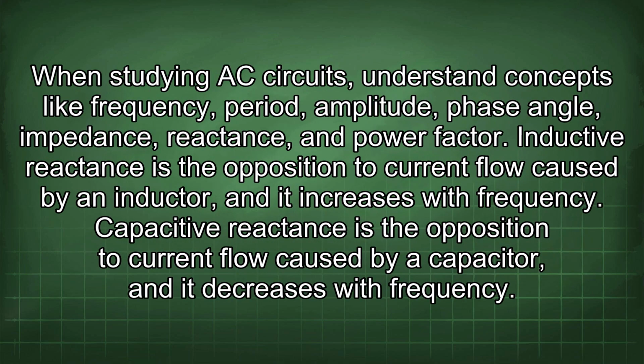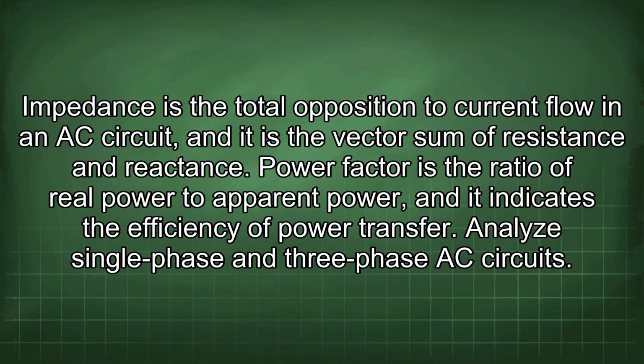When studying AC circuits, understand concepts like frequency, period, amplitude, phase angle, impedance, reactance, and power factor. Inductive reactance is the opposition to current flow caused by an inductor, and it increases with frequency. Capacitive reactance is the opposition to current flow caused by a capacitor, and it decreases with frequency. Impedance is the total opposition to current flow in an AC circuit, and it is the vector sum of resistance and reactance. Power factor is the ratio of real power to apparent power, and it indicates the efficiency of power transfer. Analyze single-phase and three-phase AC circuits.